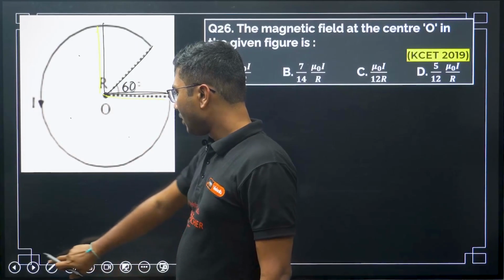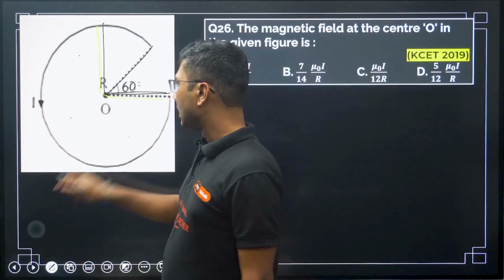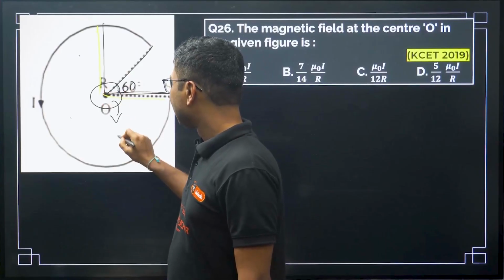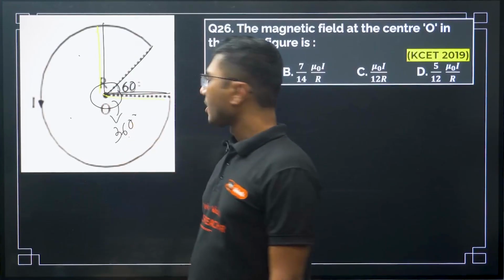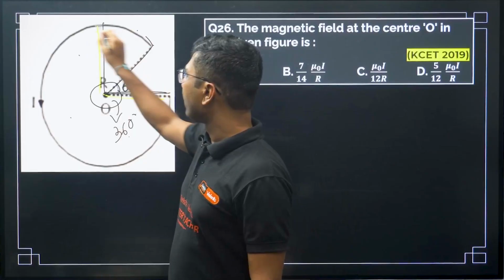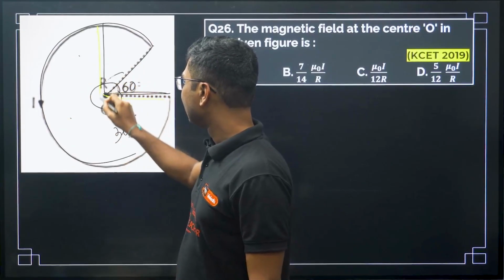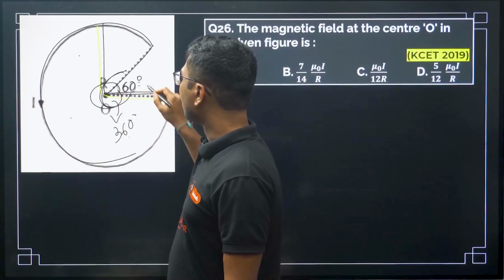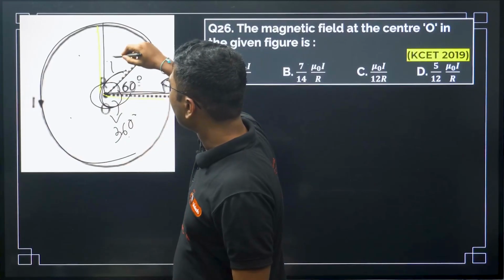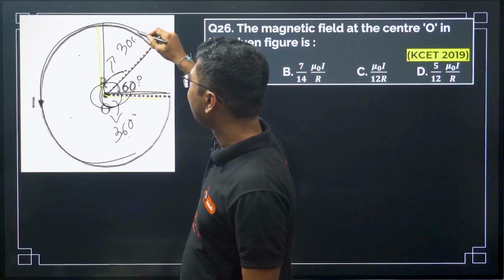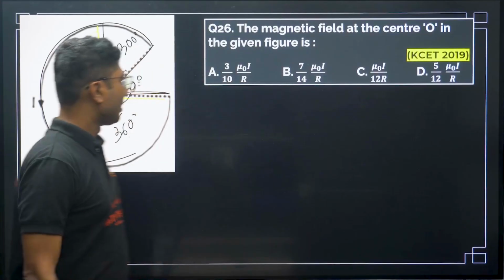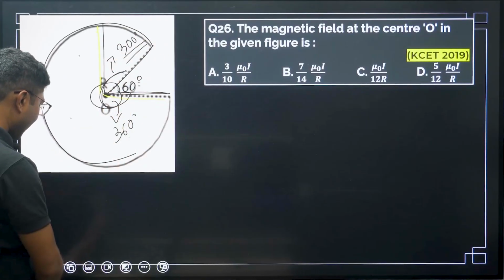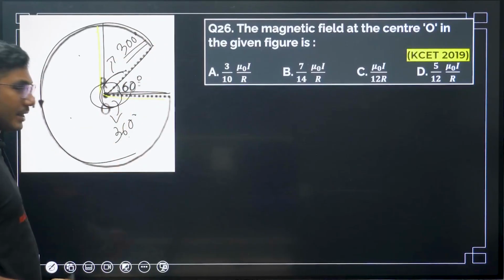For that we have to go back to the total angle. So what is the total angle? Total angle is 360 degrees. And how much wire do we have here? What is this angle? Total angle is 360 degrees, 60 degrees is out. So how much angle is included? Included angle is 300 degrees. That's it. 360 minus 60, that is 300 is included. So you have to find the magnetic field due to this 300 degree angle.